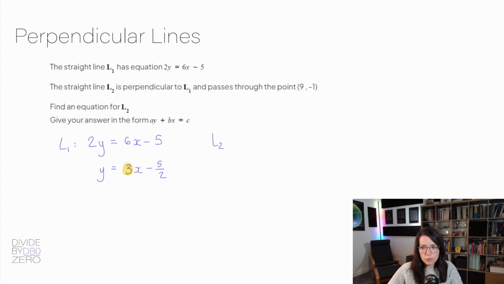For L2, which we're told is perpendicular, we can go ahead and say that y is going to be equal to -1/3 x plus c. -1/3 because it's perpendicular, so we're going to take the negative reciprocal gradient. Negative reciprocal of 3 is -1/3. Next, to find out what c is, we can just use the point that we're given, (9, -1), and substitute in the x and y values. So in this case, x is 9 and y is -1.